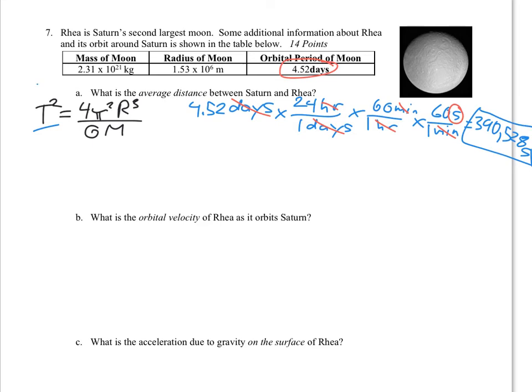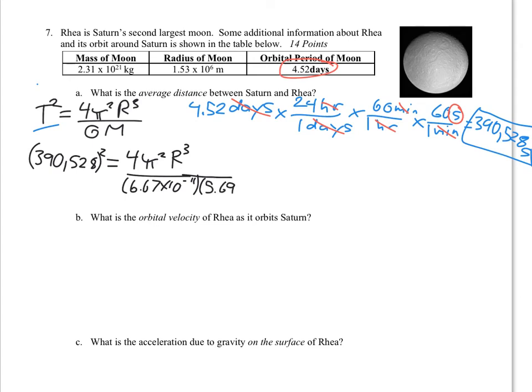Okay, so I'm going to go ahead and plug in the things I know here. So this is going to be 390,528 squared, because it's the period squared, is equal to 4 pi squared times r cubed. That r is what I'm looking for, all over G, which is 6.67 times 10 to the negative 11th, times M. And the M I want here is not the mass of Rhea, but the mass of the central object, which in this case is Saturn. So I'm going to use, for that M, 5.69 times 10 to the 26th, which is the mass of Saturn, the thing it's orbiting.